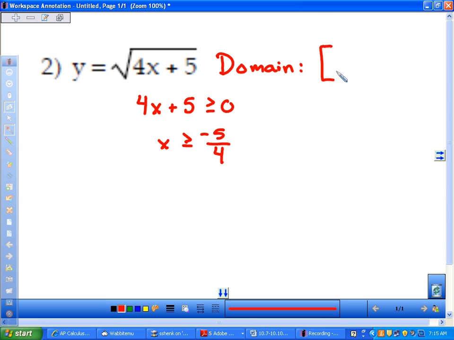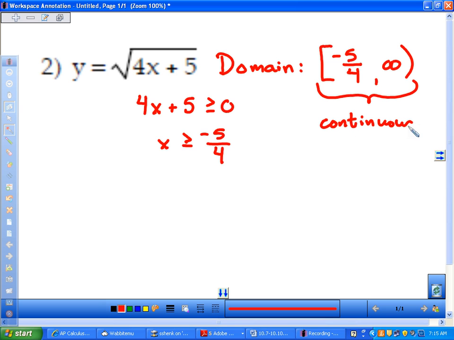Our domain is x greater than or equal to negative 5/4. So we go from negative 5/4 to infinity. Okay. So that's where the function's defined. That is where the function will be continuous. So answering the question then, where will any discontinuities occur? Well, the discontinuity will occur then when x is less than negative 5/4. And it's not really a type of discontinuity. It's just that those values are not in the what? They're not in the domain.